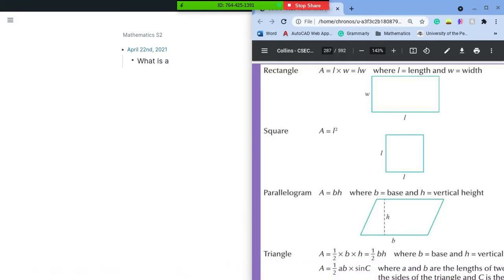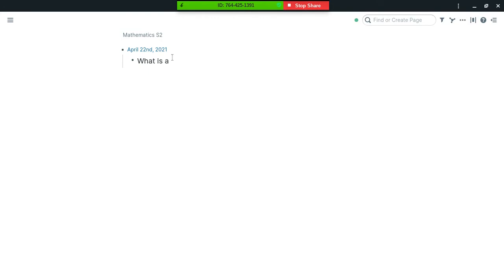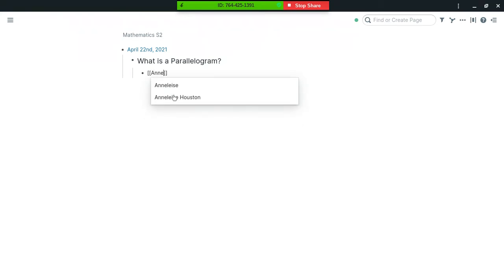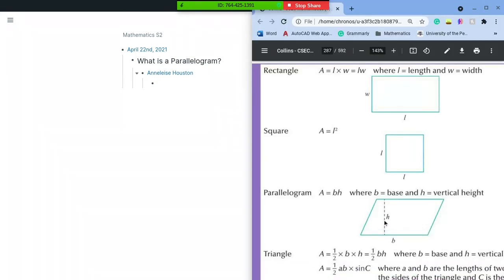Alright? What is a parallelogram? Okay, Annalise, can you describe a parallelogram for me? Based on a diagram. Let me show you the diagram. There you go. What comes to mind when you hear parallelogram?